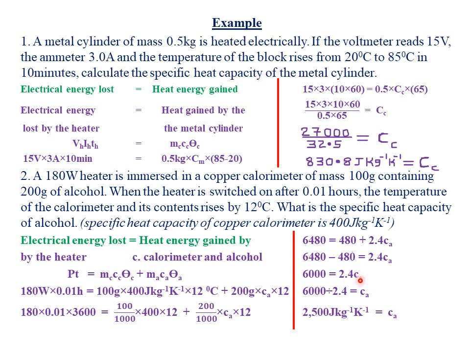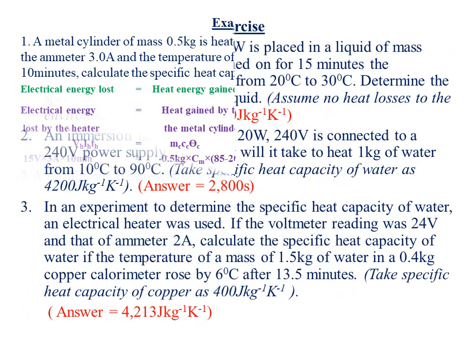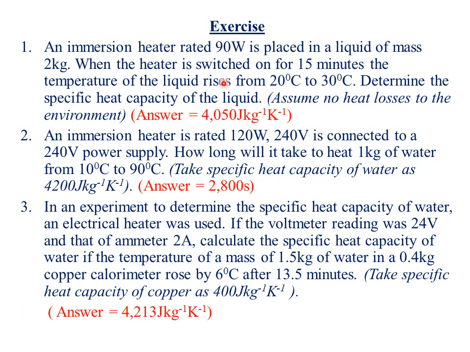Then I'll divide both sides by 2.4 so that I have specific capacity of alcohol being equal to 6000 divided by 2.4. So if you take this quotient, you will obtain the specific capacity of alcohol as being 2500 joules per kilogram per Kelvin.